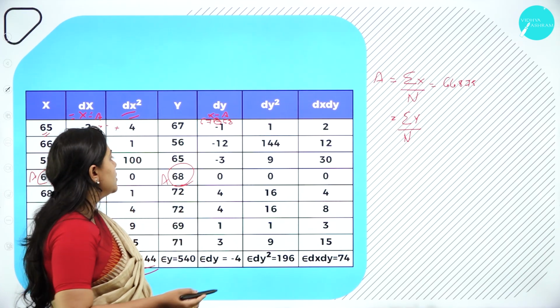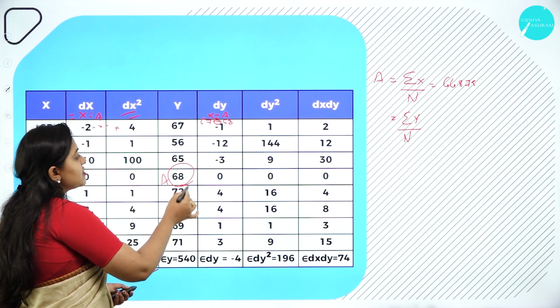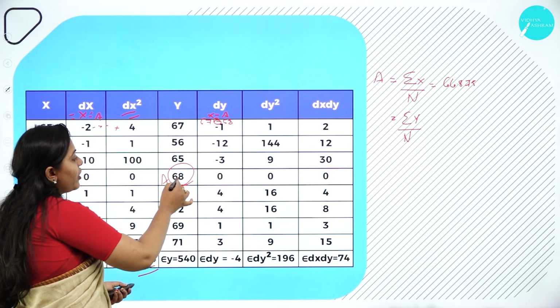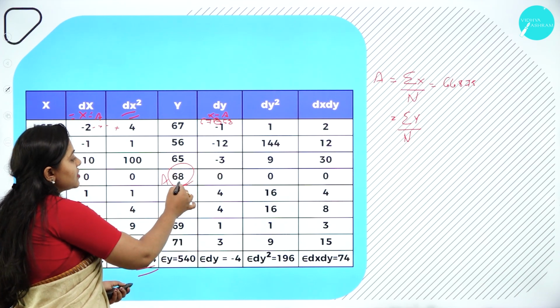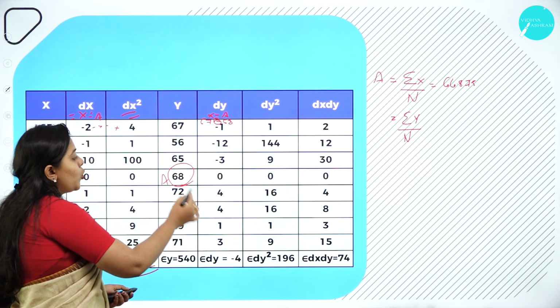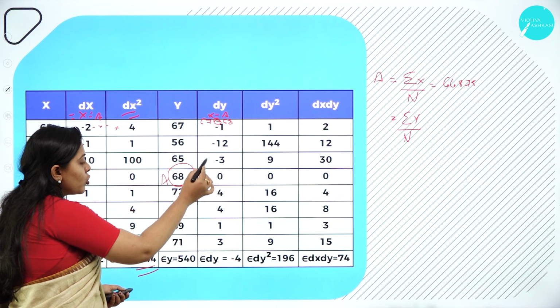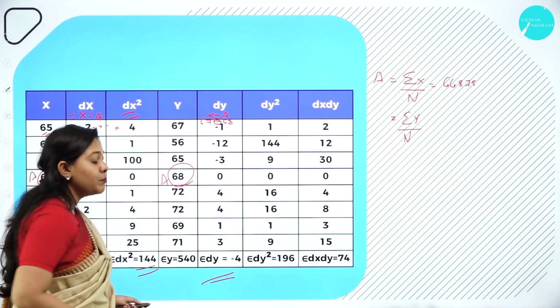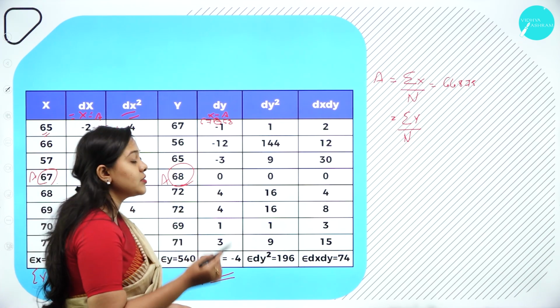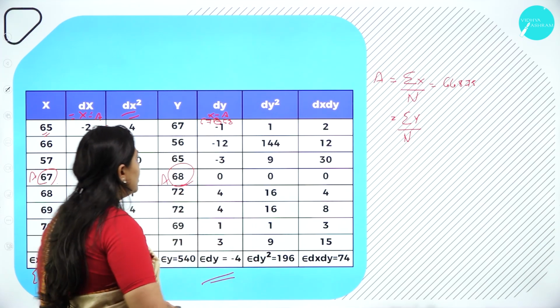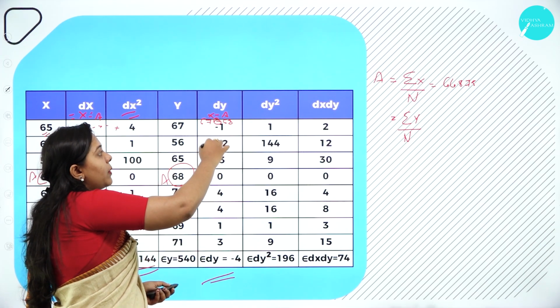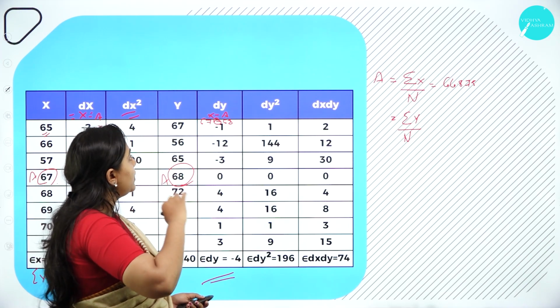Minus 1. So 56 minus 68 is minus 12, 65 minus 68 is minus 3, 68 minus 68 is 0, 72 minus 68 is 4. So if you do it for all, sigma dy will be how much? Minus 4. Next, dy square, the multiplication of dy.